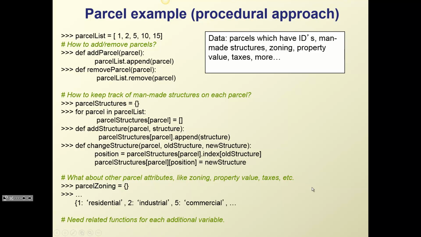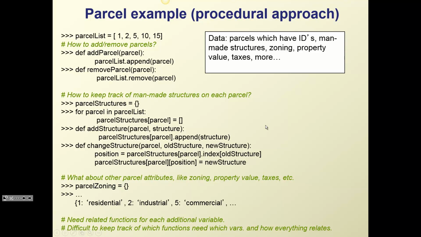Think about what would happen if, say, parcel number 1 was merged with parcel number 2, and you needed to get rid of one of the parcels. You'd have all of these dependent structures. You have to update your zoning dictionary, your parcel list, your value dictionary, your man-made structure dictionary, your tax dictionary, and so forth. It could become really cumbersome to keep track of all of that. And this is why somebody came up with the idea of thinking, rather than in terms of procedural programming, thinking in terms of objects.